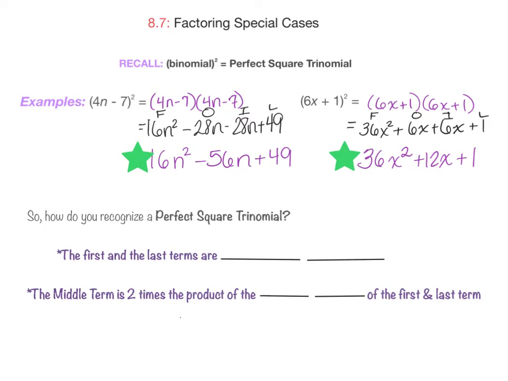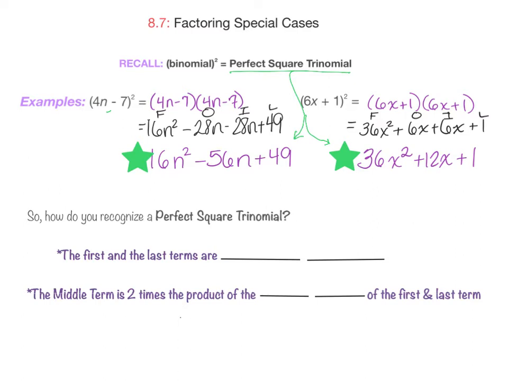So first, if you'll recall, if you have a binomial and it's being squared, what results is a perfect square trinomial. Okay, so I gave you two examples here to remind you. Quantity 4n minus 7 to the second power, and then I did all the work, and then also quantity 6x plus 1 squared. Okay, so I put the big green stars because these two are what we call perfect square trinomials. Okay, now how do you recognize a perfect square trinomial?